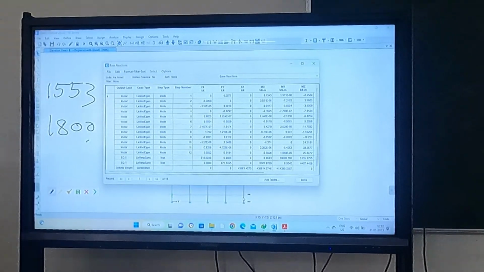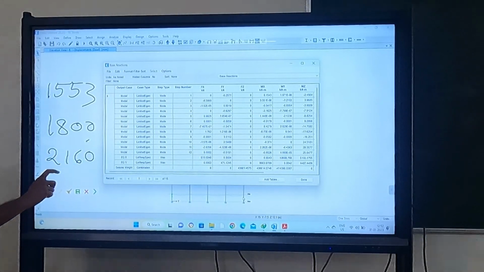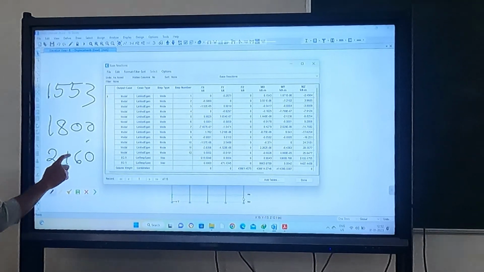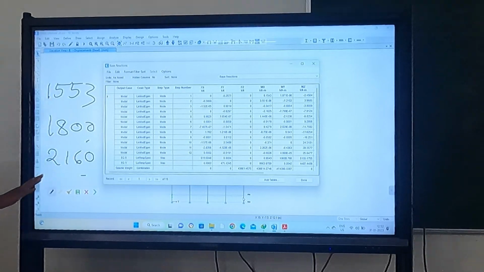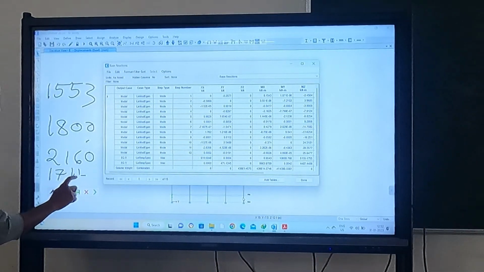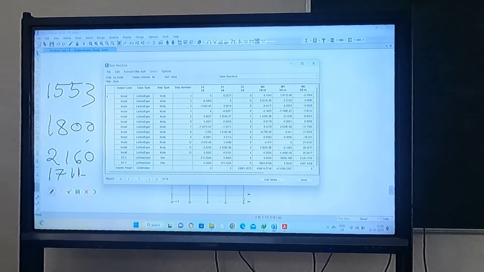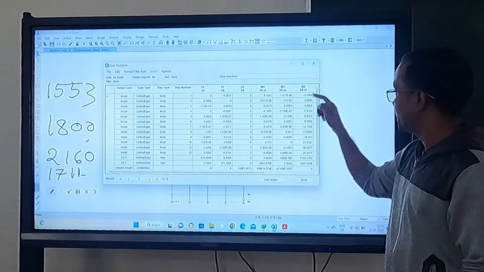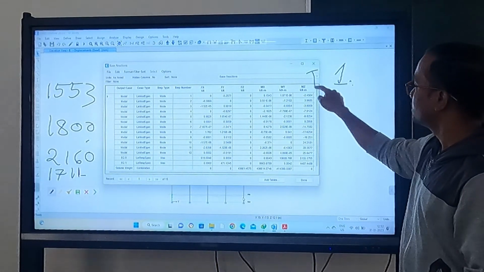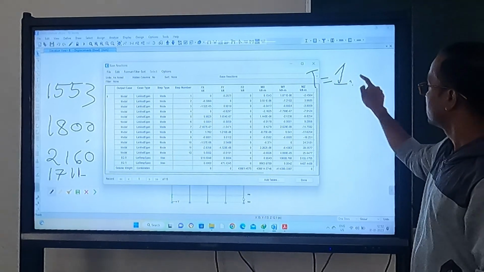Next, 2160. 2116. Okay, let it be. Then, anything else? 1711. Why is this much different? What is the period? This is the period, right? 1.09.